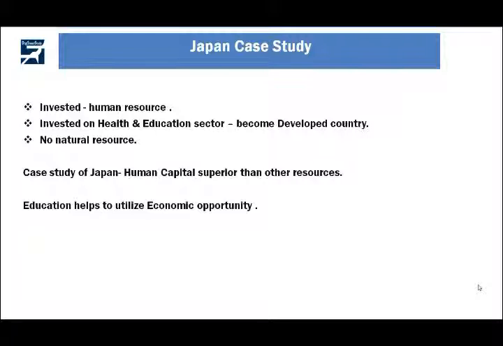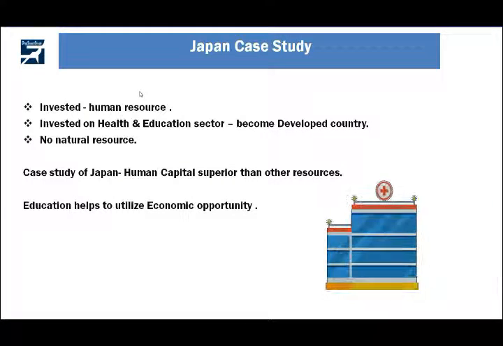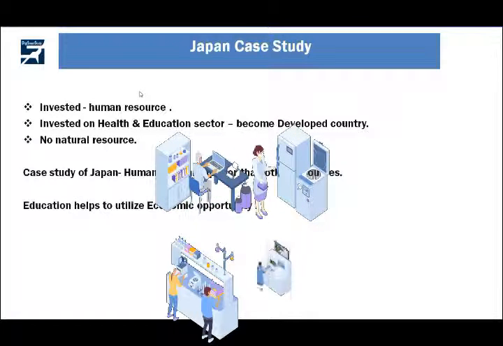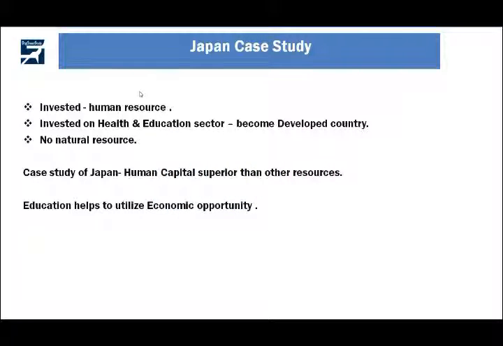Japan case study. Japan doesn't have any natural resources and imports all of them. But Japan has invested in human capital much more than many other countries. The investment in the health and education sector, and efficient use of land and physical capital, made Japan a developed and rich country. The country is also very developed in research and technology. This case study of Japan shows that human capital is much more superior than other resources like land or physical capital, which can't become useful on their own. Education also helps us make better use of the economic opportunities available before us. That means education teaches us how to use other resources like land and physical capital to make them useful.